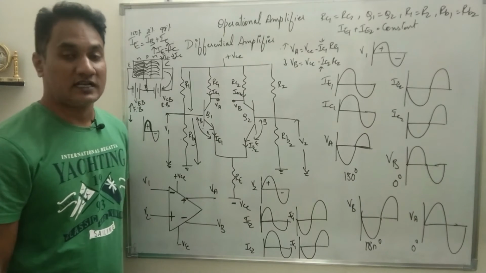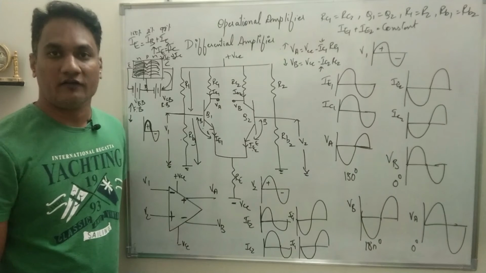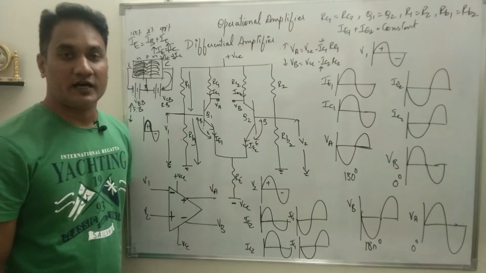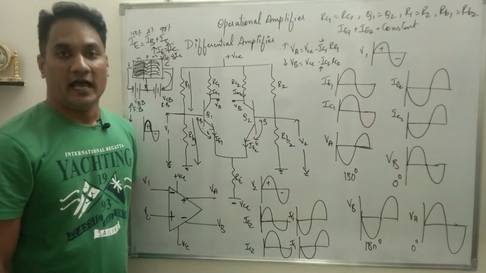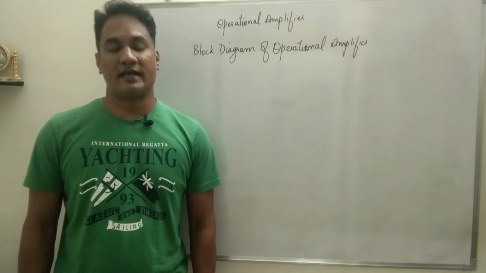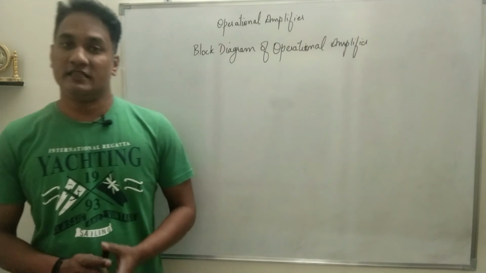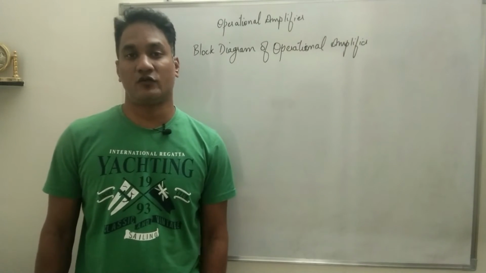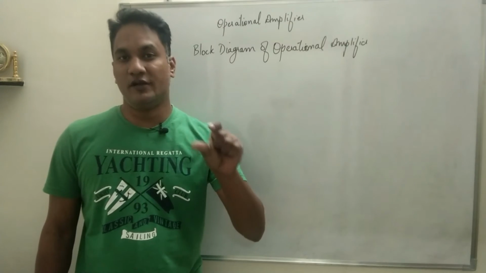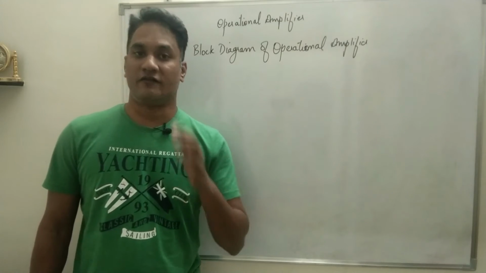So we have understood the construction, advantages and working of differential amplifier. Now we will use this differential amplifier to design the operational amplifier. I hope you have understood. Next we will try to understand the block diagram of operational amplifier. In the first video itself I told you that to design an operational amplifier the basic building block is differential amplifier. So we have to use differential amplifier.